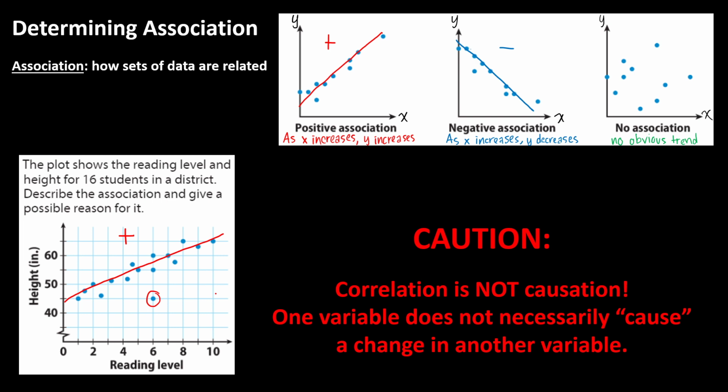The one that's coming to my mind right now is, well, as you grow taller, your brain is also developing. You start out really small as a baby, and then when you get into middle school, you're obviously much taller, and you're able to read at a higher fluency because your brain has developed. It's not necessarily tied to reading level or height. One variable does not necessarily cause a change in another variable. It's extremely important that when we're looking at scatter plots, we are paying attention to that.